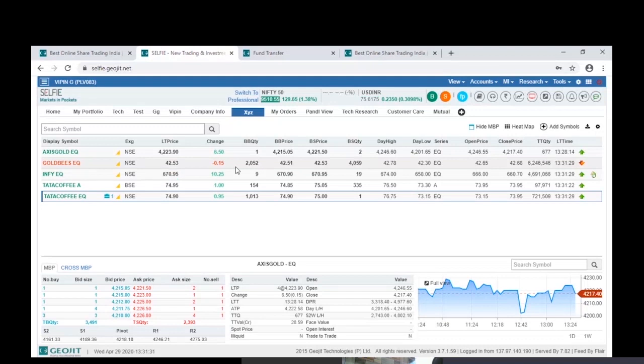So this LT price is 42.53. Means it is treated as a milligram? Yes, milligram. That is 1/100th of a gram.